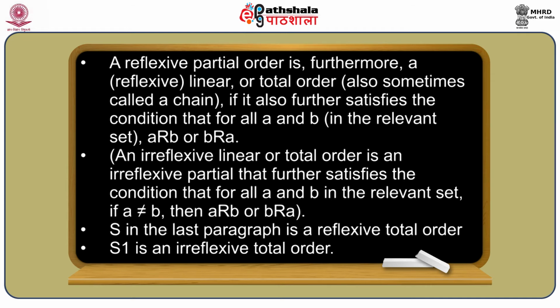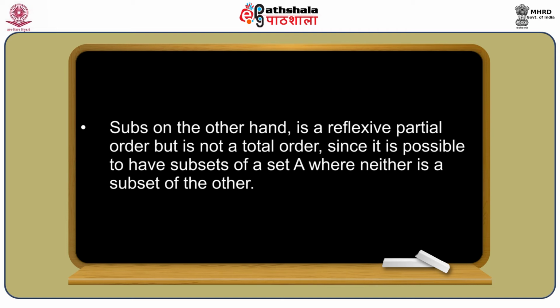The relation subset, on the other hand, is a reflexive partial order, but it is not a total order, since it is possible to have subsets of A where neither is a subset of the other. Examples of the relevant order relations can be found in various branches of mathematics, and in linguistics they are found not only in semantics but also in other domains, like in syntax.